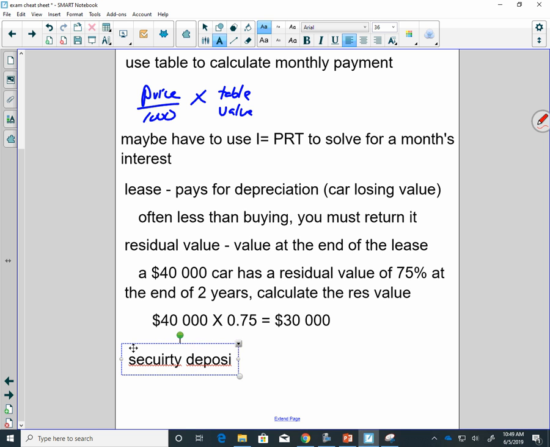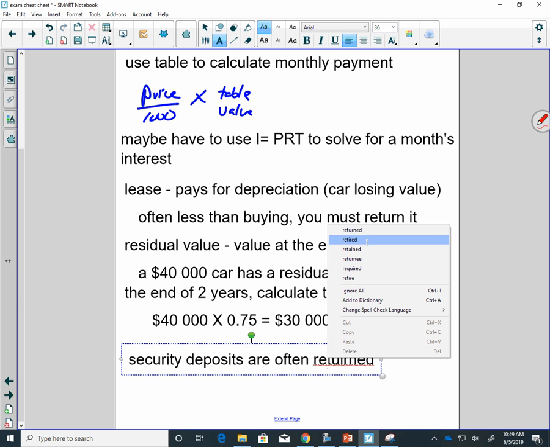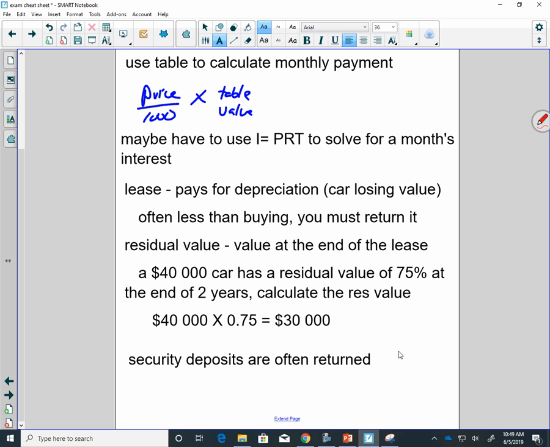Security deposits are often returned, right? You often get your security deposit back. So, Josh, are you listening? If they ask for the total costs, you don't have to include the security deposit. You pay the $400, just like Josh's football equipment, ironically, or apropos, I guess. You pay the $400 security deposit, but then you get it back. So it doesn't factor into the total cost. Okay?